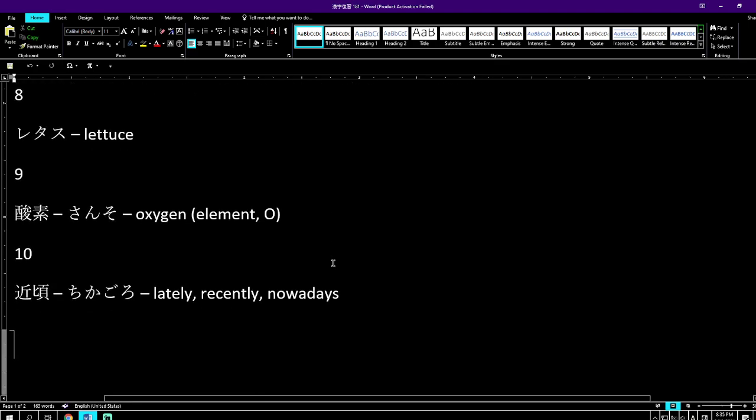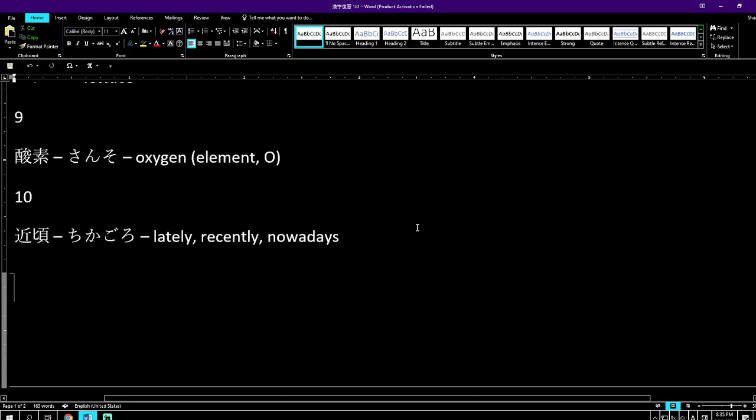Number 8 is an easy one. It's just retasu. Retasu is lettuce.